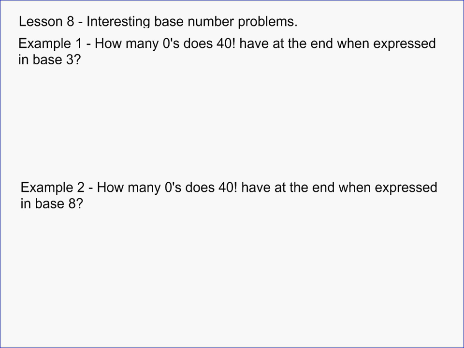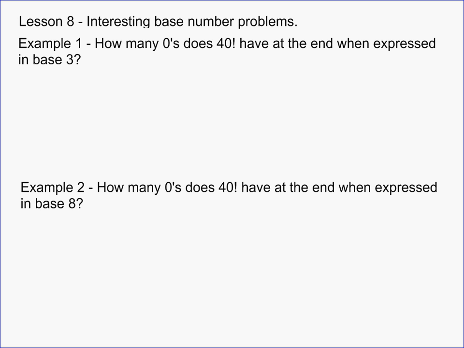Okay, so these problems are some interesting base number problems, and we want to use what we learned last week about base numbers to solve them. This first one says, how many zeros does 40 factorial have at the end when expressed in base 3? So 40 factorial would be a base 10 number.